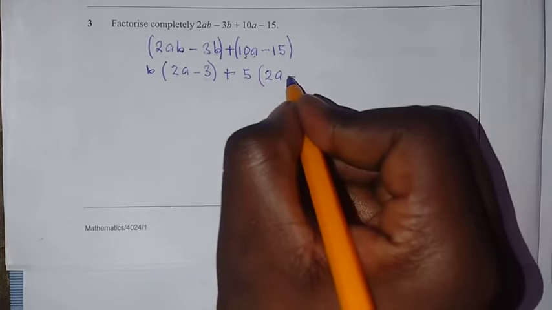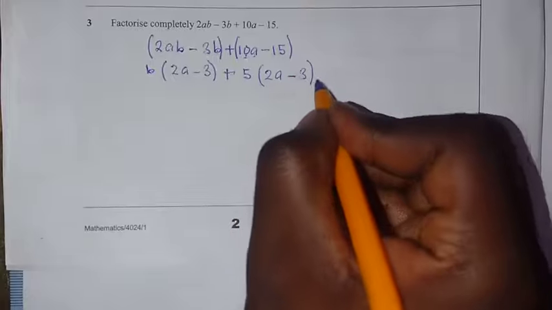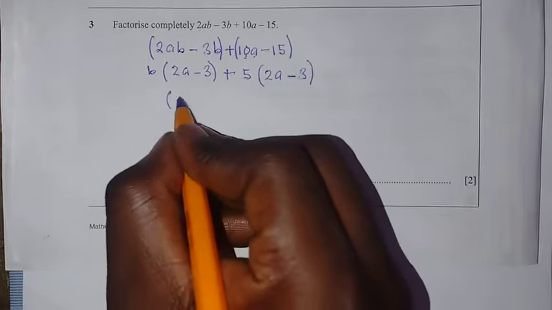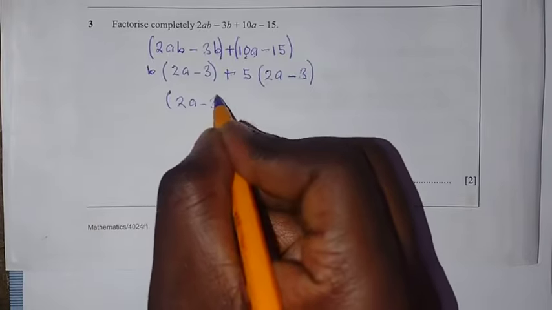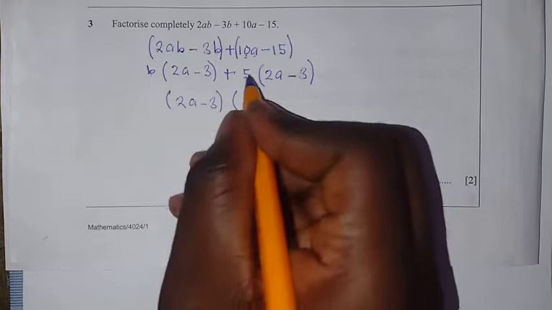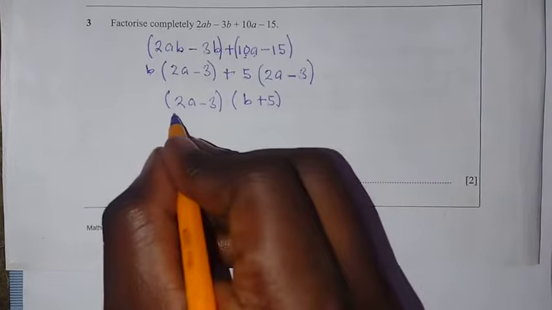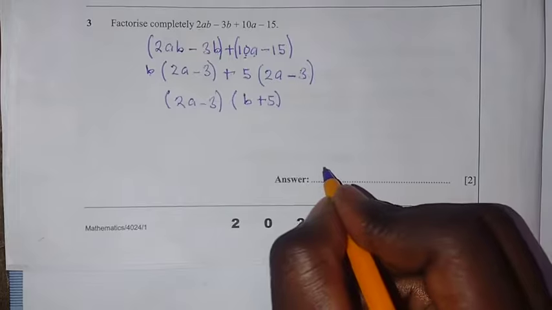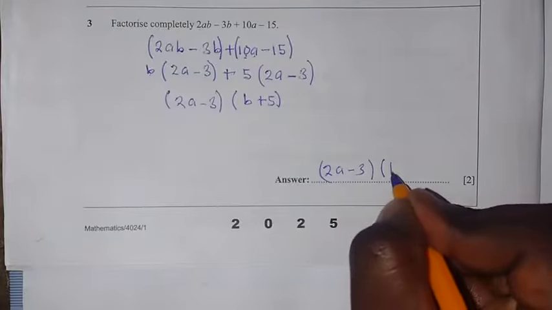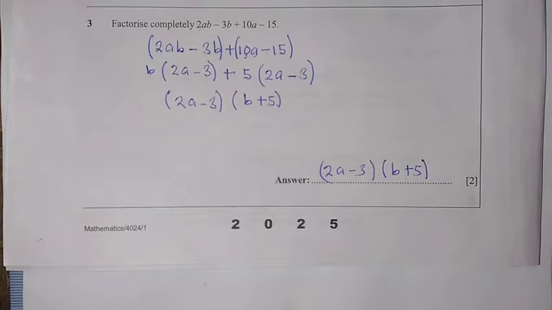Positive times negative is this negative I've written here. 5 into 15, it's a 3. So you can see what is here and what is here, they are the same. So just pick the common one, 2a minus 3, you close. Again, you can pick this one, b plus 5. So you write b plus 5. So this was our answer. So here we just write 2a minus 3, again we have b plus 5. So you can answer it using this way.